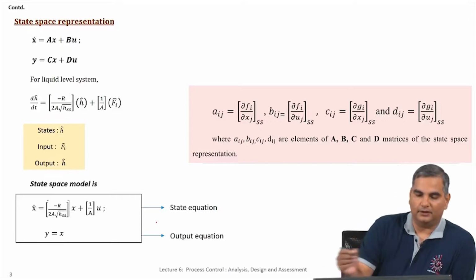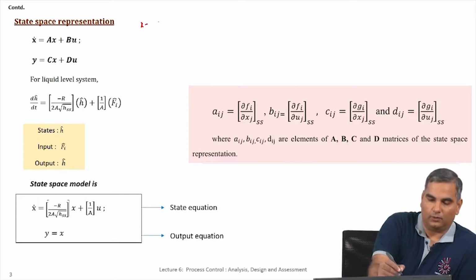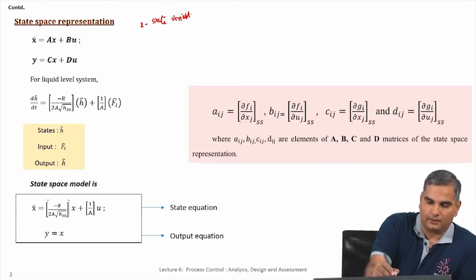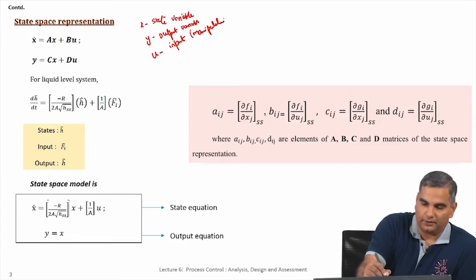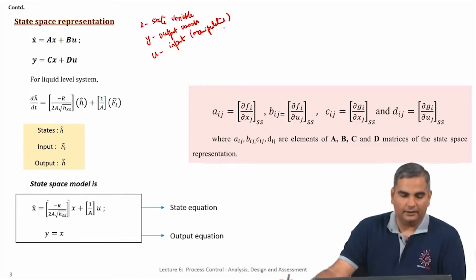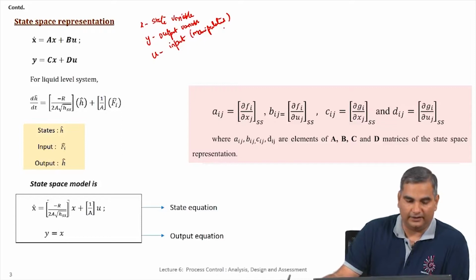So, in general, a state space representation is written in this form: x dot equals ax plus bu, y equals cx plus du. Here x is what we call a state variable, y is the measurement or output variable, and u is the input or manipulated variable. In an undergrad course we call this the manipulated variable. Now, typically this is written in the vector form.